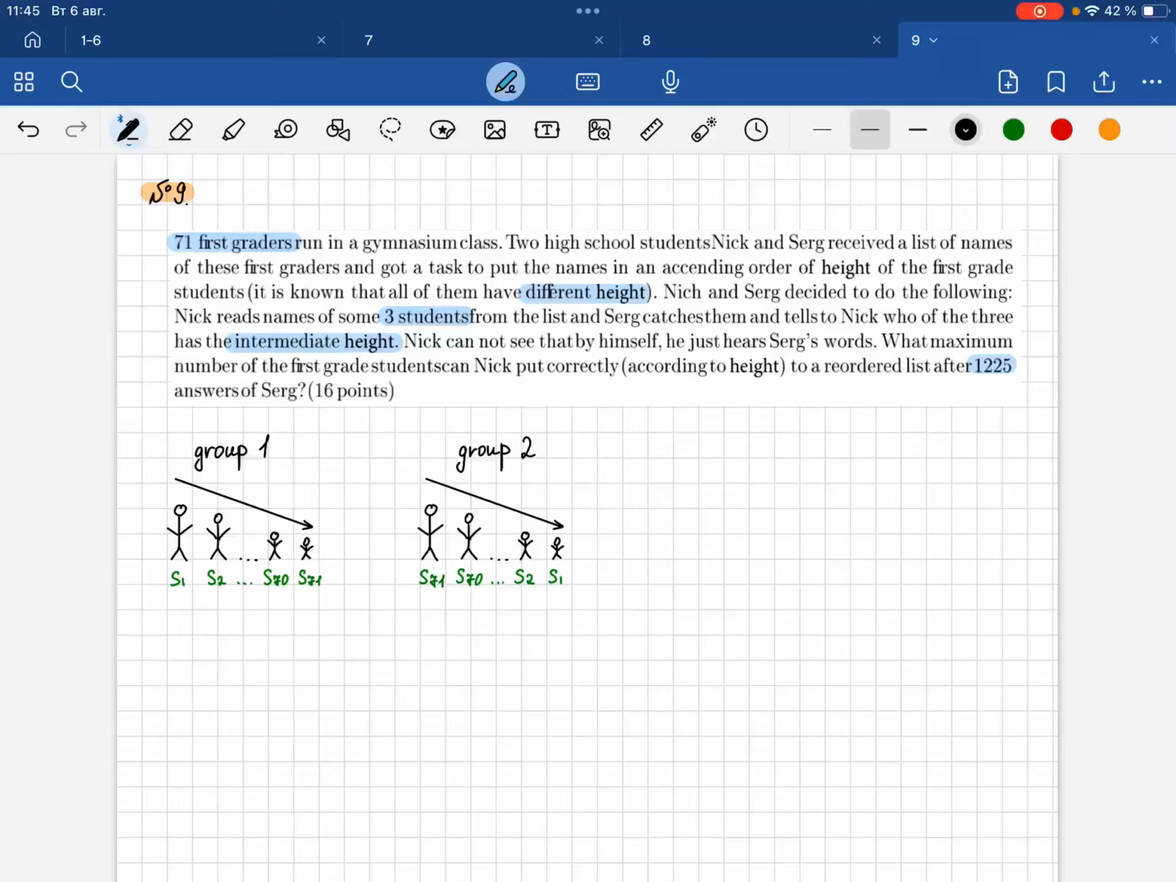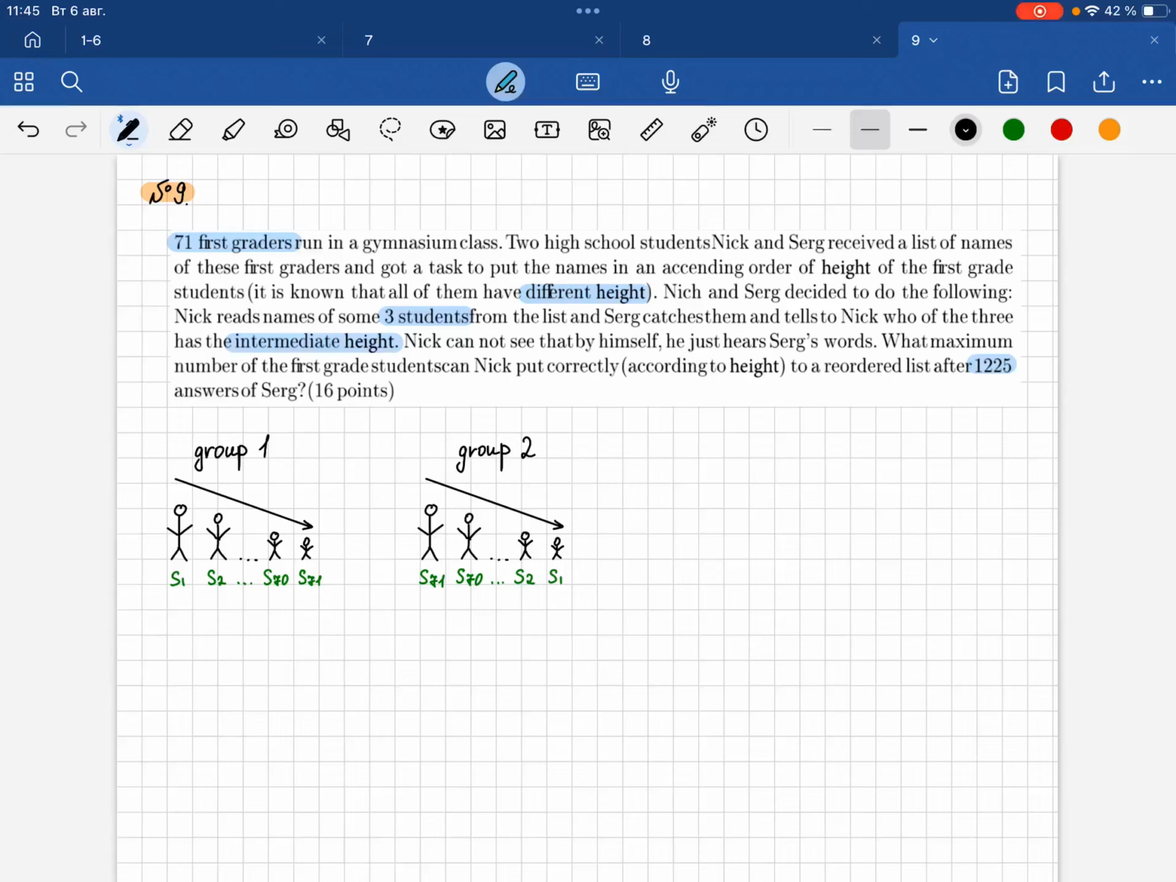Number 9. 71 first graders run in a gymnasium class. Two high school students, Nick and Serg, received a list of names of these first graders and got a task to put the names in an ascending order of height of the first grade students. What is important is that it is known that all of them have different height.